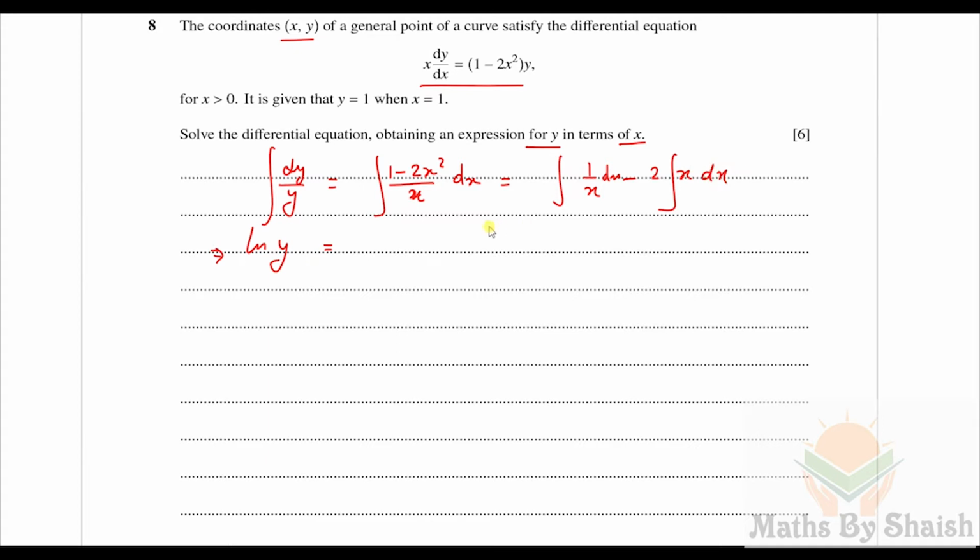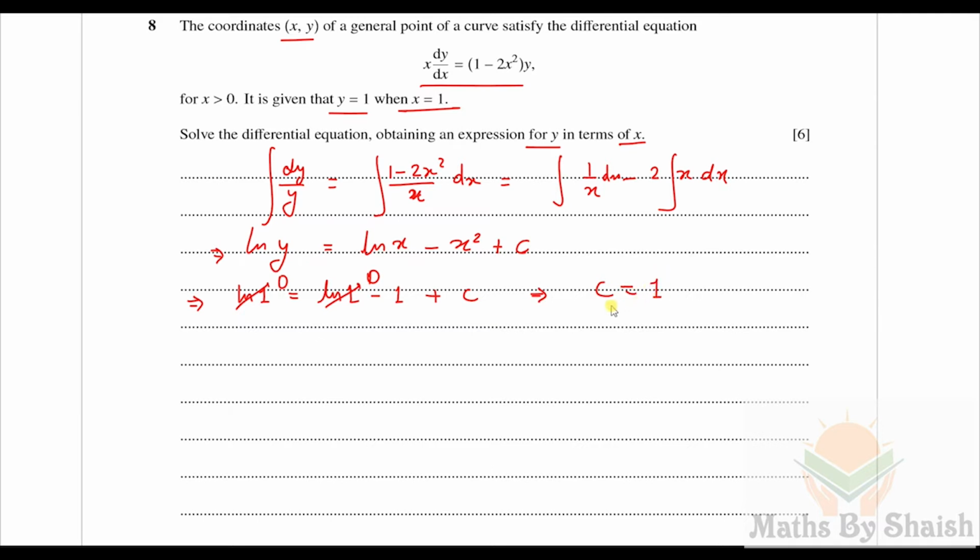Now we can do the integration easily. It is going to be ln x minus 2 times the integration of x, which is x square by 2, so the 2 cancels and we get only x square, plus constant of integration c. So from here we have the condition when x is equal to 1, y is equal to 1. So we will get ln 1 is equal to ln 1 minus 1 square, that is 1, plus c. We know that ln 1 is 0. So from here we got c as 1.